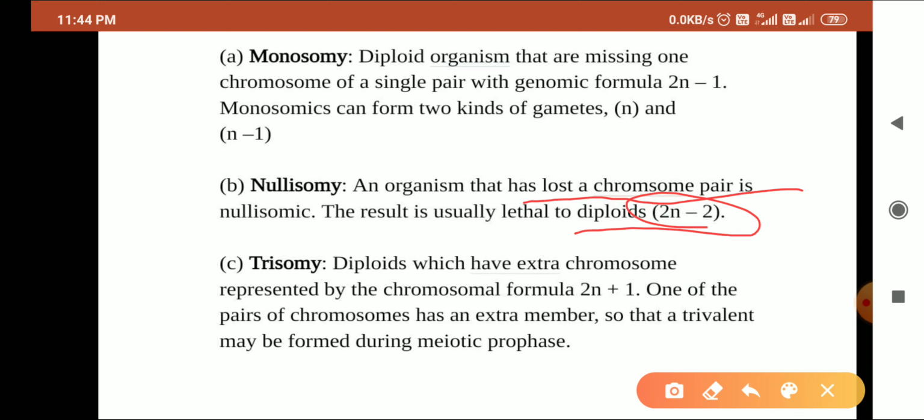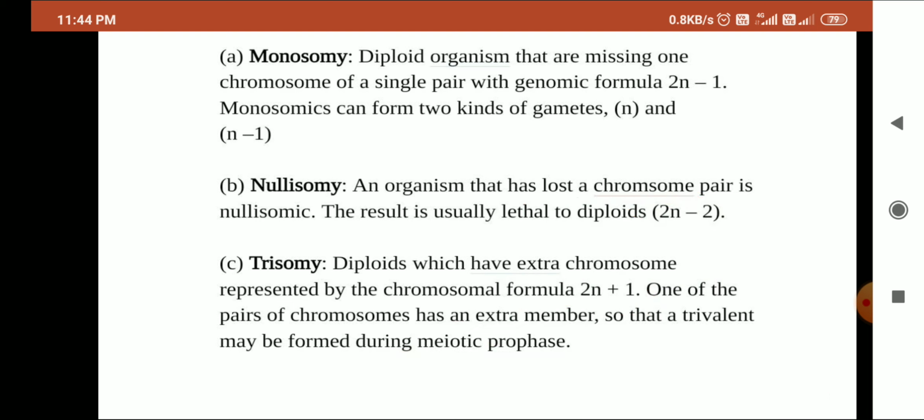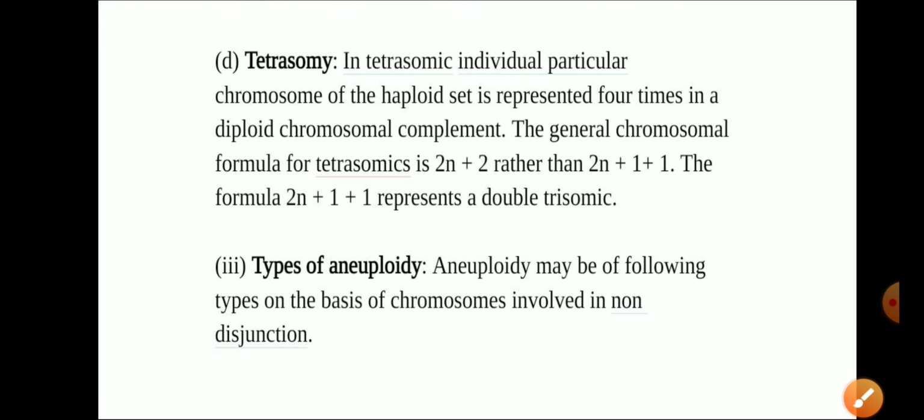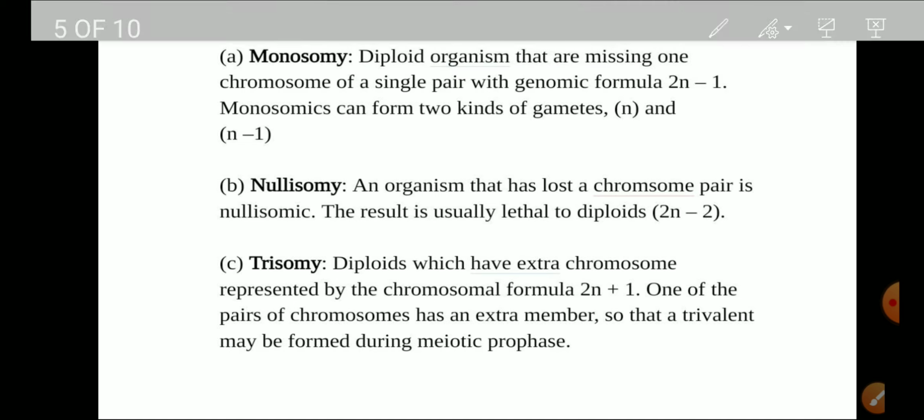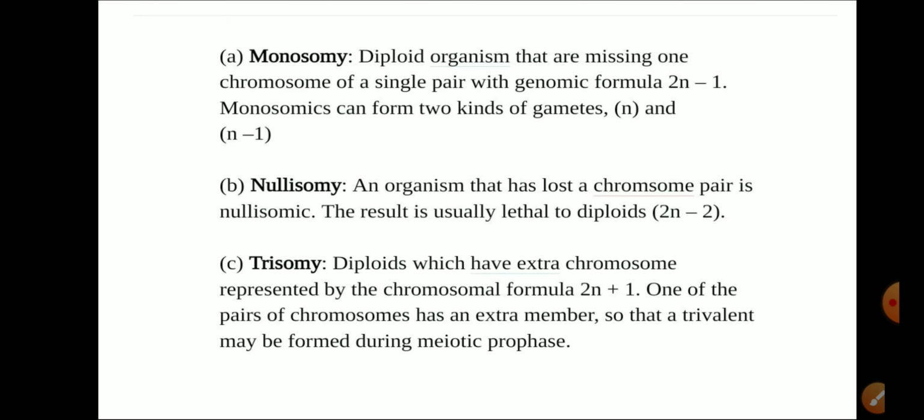Trisomy. In trisomy, we have an extra chromosome: 2n is the diploid number and it contains one extra chromosome, so it will be 2n plus 1. One of the pairs of chromosomes has an extra member, so a trivalent may be formed during the meiotic phase. Now next we have tetrasomy. In tetrasomy, a particular chromosome of the haploid set will be present four times. So the genomic formula will be 2n plus 2, or it may be represented as 2n plus 1 plus 1.